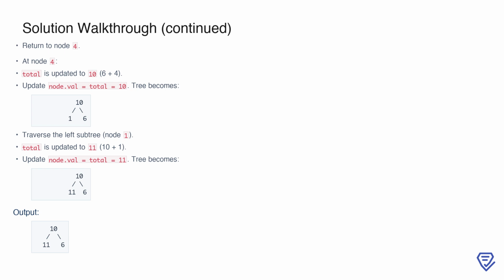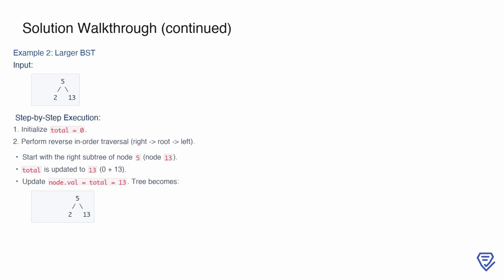Here, we add the value of node 1 to the current total, updating it to 11. The value of node 1 is then updated to this total, so it becomes 11. At this stage, all nodes have been processed, and the tree has been successfully transformed into a greater sum tree. The updated tree has 10 as the root, 11 as the left child, and 6 as the right child. This is our output for this example.